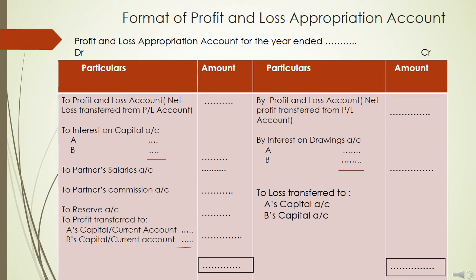And on the debit side, we will have, if it is a loss to be transferred from the Profit and Loss account, that loss, then interest on capital, which is an expense for the firm, then partner's salary, then partner's commission, and the reserve, if they are keeping a reserve. And then after passing all these entries, posting all these entries, we have to balance the account. And the balance is the amount to be divided among the partners, whether it is a profit or a loss. If it is a profit, we will have a credit balance and it will be transferred to the capital or the current accounts of the partners and it will be shown on the debit side. If it is a loss, it will be shown on the credit side.